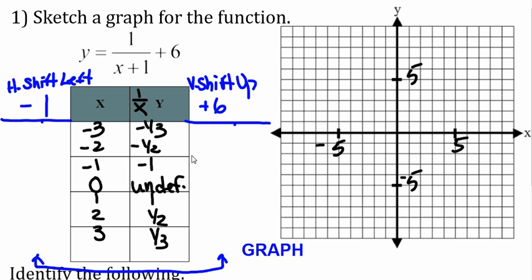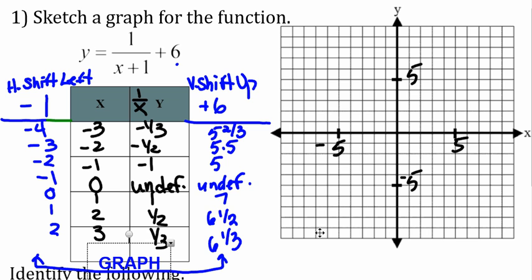So again, here's our parent function table, and we're setting up the transformations based on what we saw. A horizontal shift to the left algebraically means we're subtracting 1 from each of the inputs. A vertical shift up 6 means we're adding 6 to the outputs. So by completing those transformations in our table, these are now the corresponding inputs and outputs we should have based on those two transformations. This is what's generating the points we're going to graph for our transformed function.